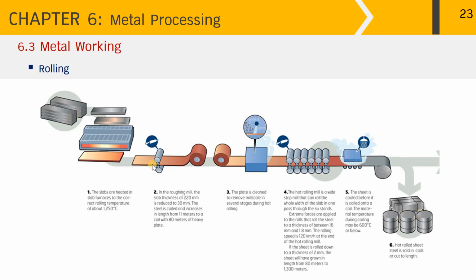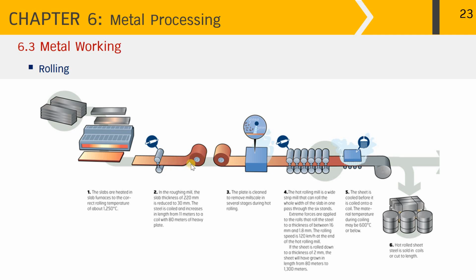And once the slab passes through a roughing mill, the slab of original thickness around 220 mm can be reduced down to 30 mm. And as the thickness has been greatly reduced, the length of the slab has increased significantly. For example, if the original length is 11 meters, by going through the roughing mill, the length can be increased up to 80 meters.